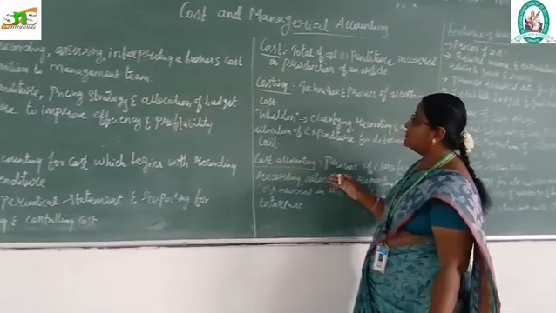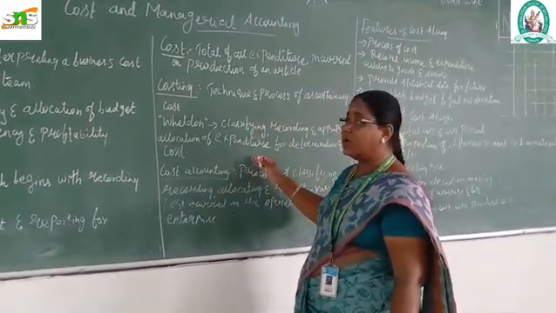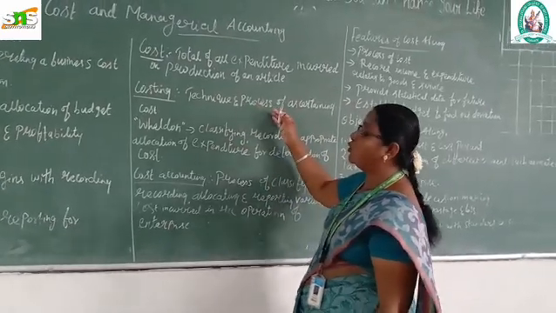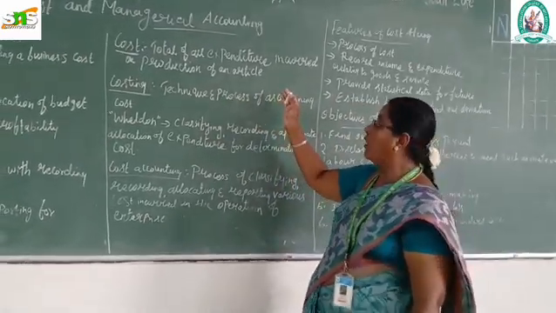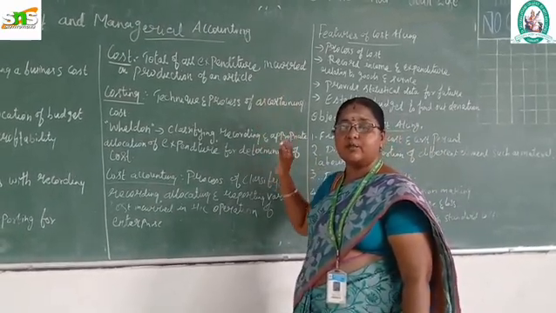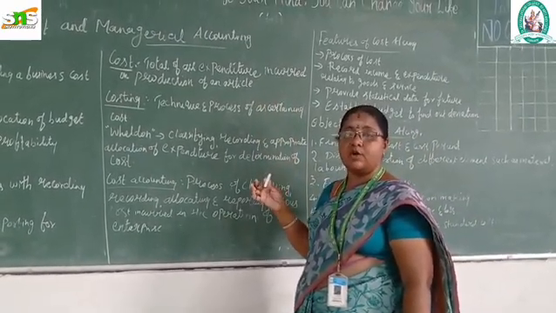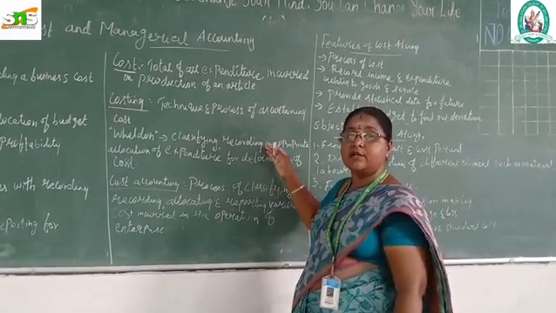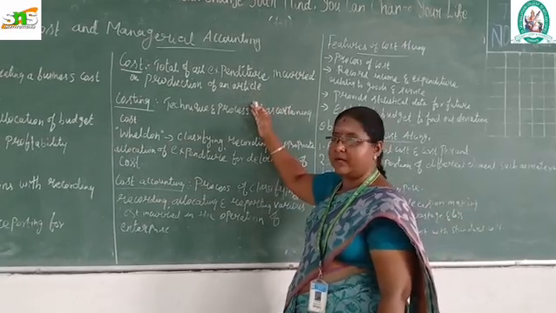Next topic: we can differentiate three concepts: cost, costing and cost accounting. Here cost refers to all the expenditure we incurred for manufacturing a particular article. Suppose we are manufacturing a chalk piece, what are all the expenses we are incurring, what are all the materials we are purchasing. So it includes the total expenditure.